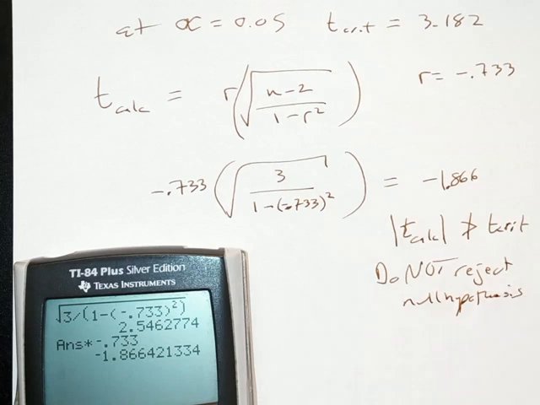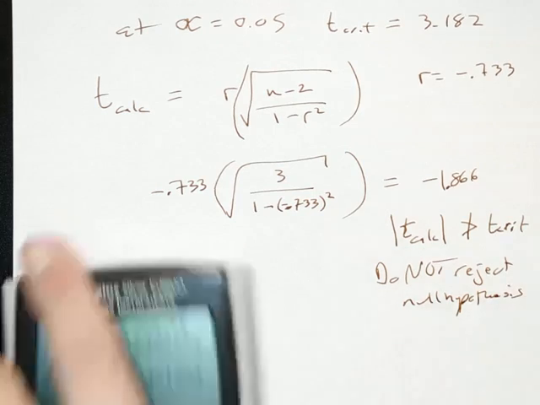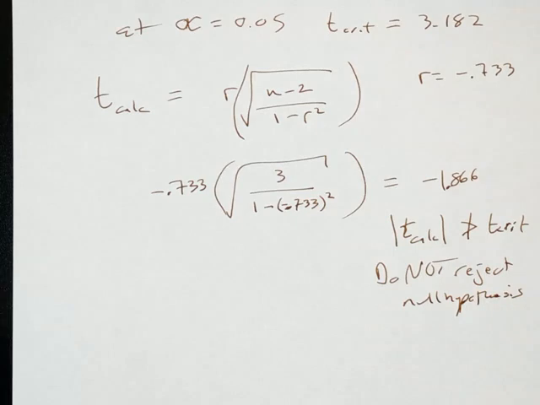Now that actually tells me something really interesting. What does that tell me? Let's put this back into our problem setting. Because remember, this is about this data. What does it mean that I did not reject the null hypothesis here?